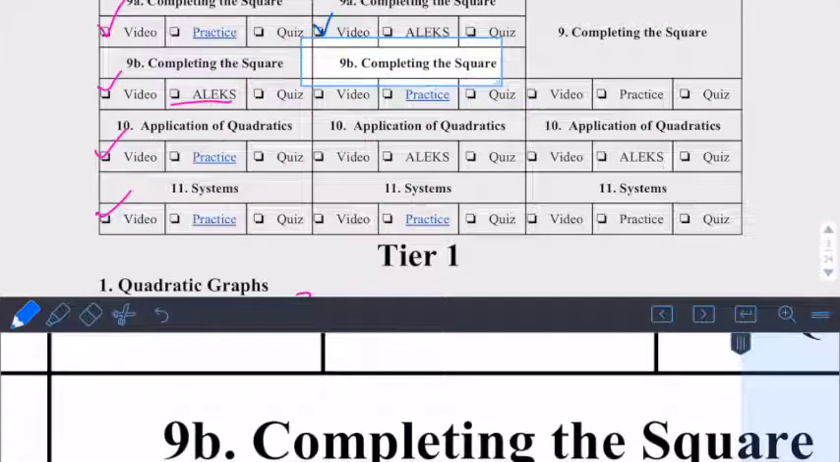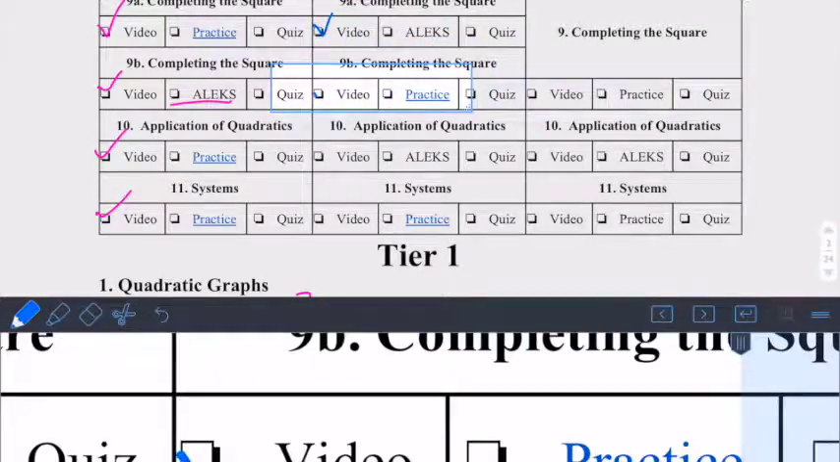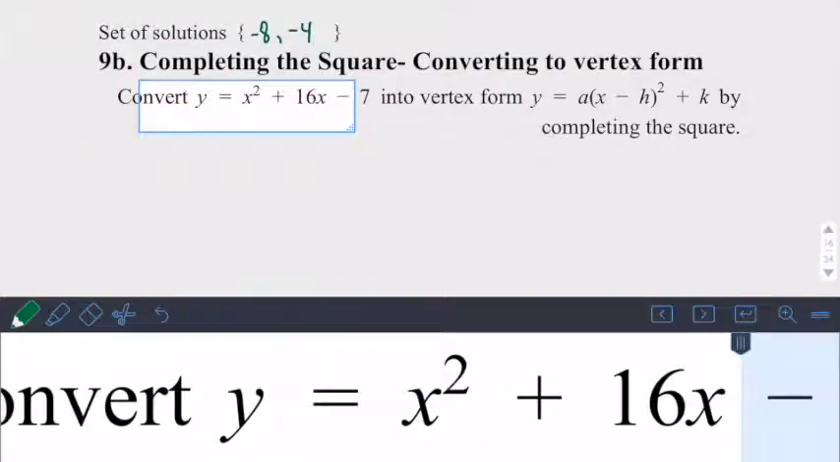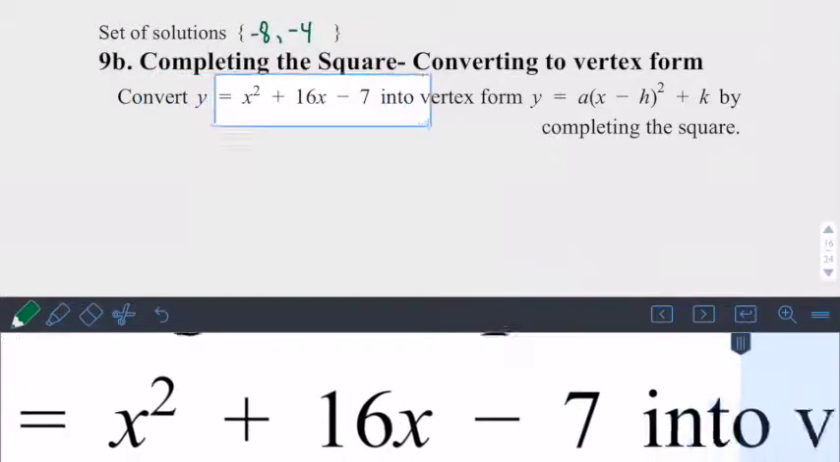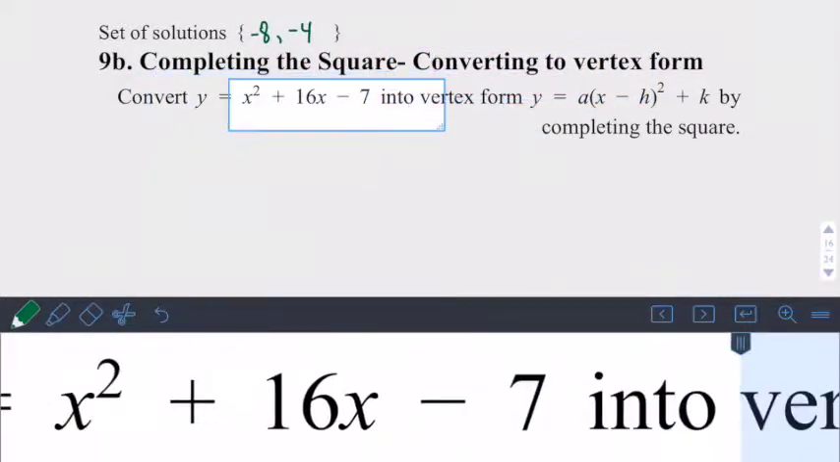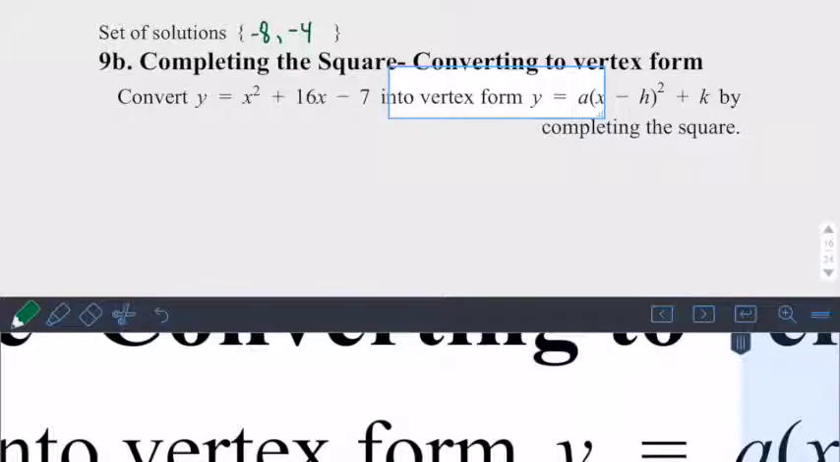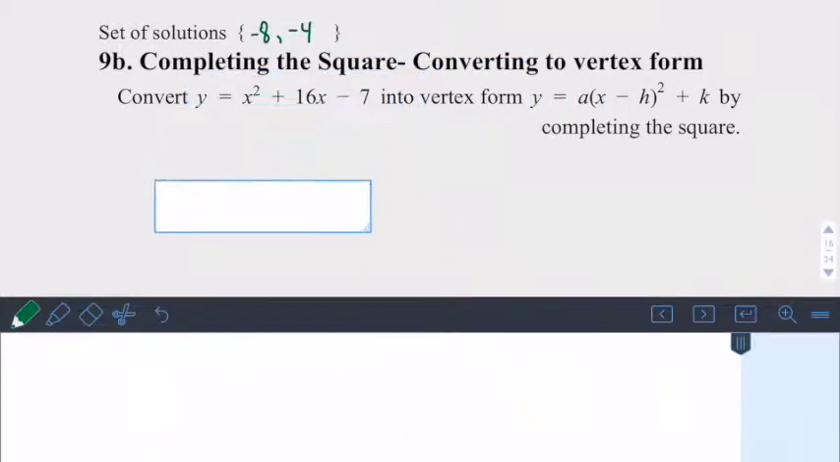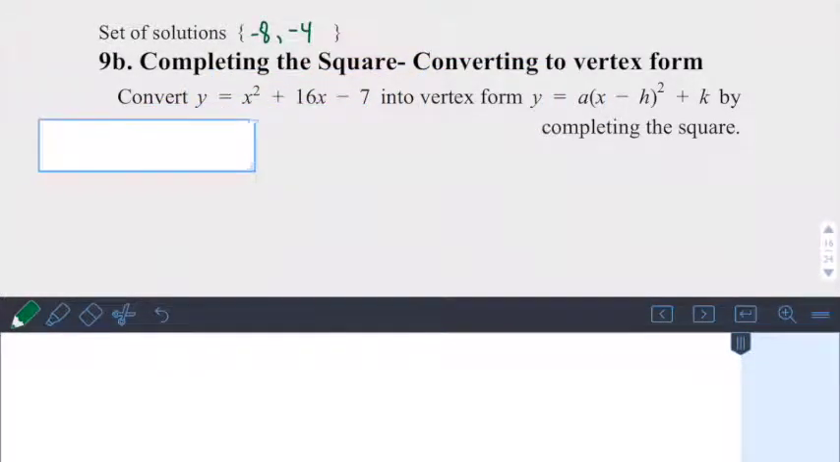This is lesson 9b, completing the square. So now I'm going to use this completing the square idea to convert this standard form into vertex form. Now, before I do that, I'm going to use my negative b over 2a to check it.